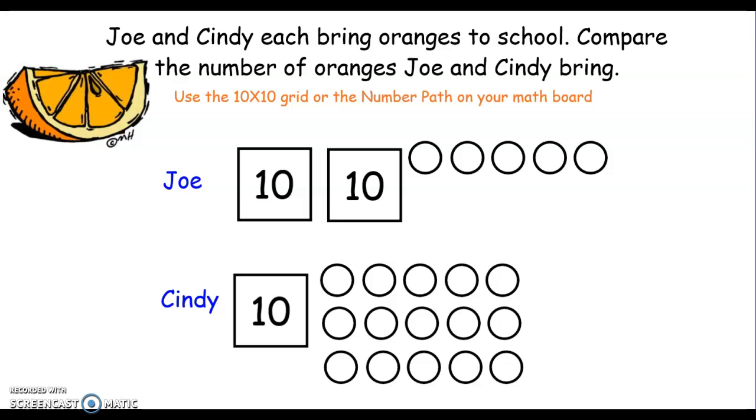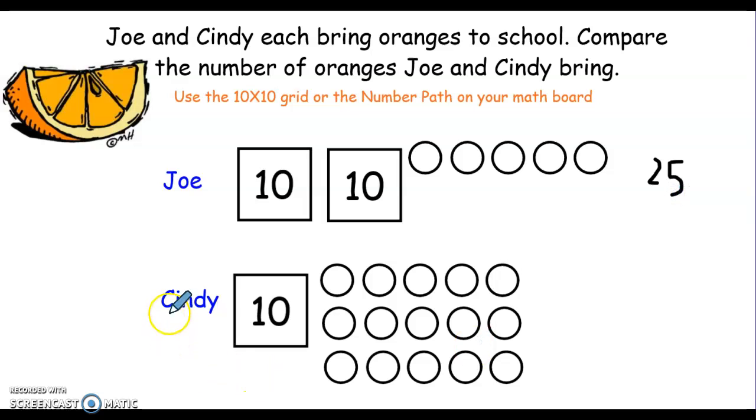And then we're going to talk about Joe and Cindy. They each bring oranges to school. We're going to compare the number of oranges that Joe and Cindy bring. So here we can see that Joe has 10, 20, 21, 22, 23, 24, 25. So Joe has 25.